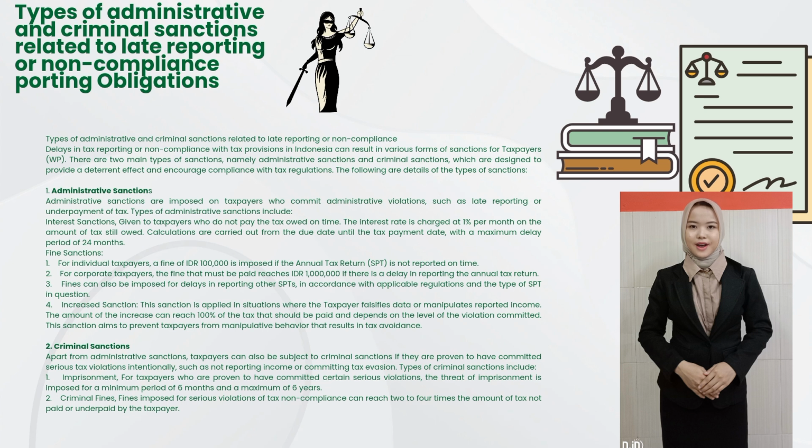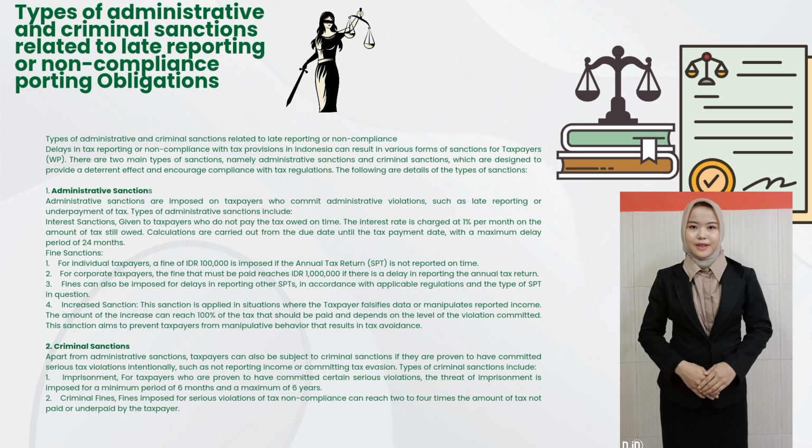Fine sanctions. 1. For individual taxpayers, a fine of IDR 100,000 is imposed if the annual tax return, SPT, is not reported on time. 2. For corporate taxpayers, the fine that must be paid reaches IDR 1 million if there is a delay in reporting the annual tax return. 3. Fines can also be imposed for delays in reporting other SPTs, in accordance with applicable regulations and the type of SPT in question.